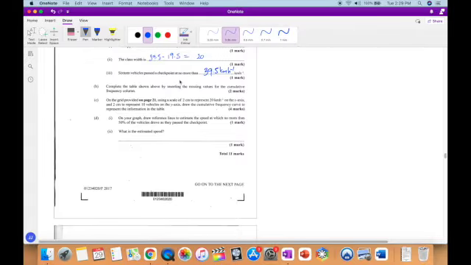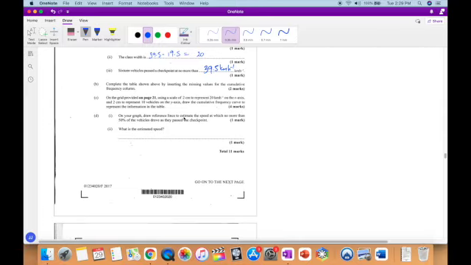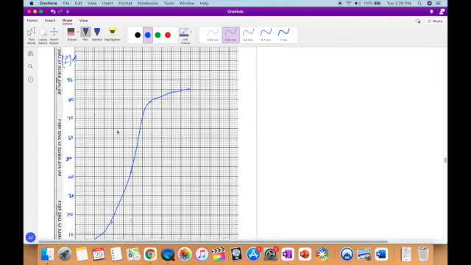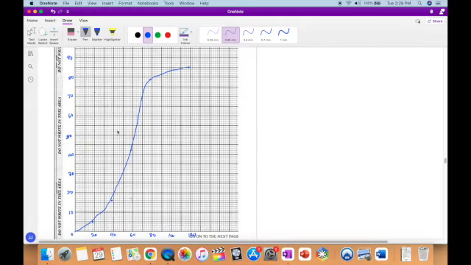On your graph, draw reference lines to estimate the speed at which no more than 50% of the vehicles drove past the checkpoint. So 50% of the vehicles. So I have 90. So on the graph, draw a reference line. So this mark is just for the reference line to show no more than 50% of the vehicles. So 50% of the vehicles would be 45 vehicles. If it was 90 vehicles, 50% would be 45. So the reference would come about so.